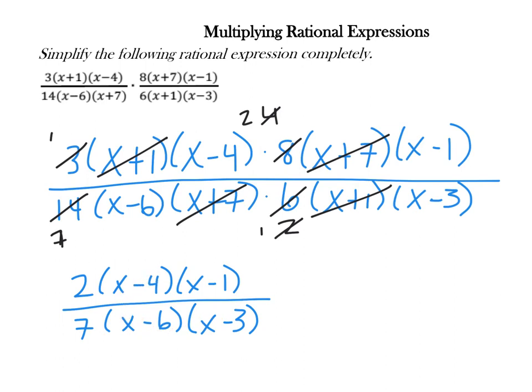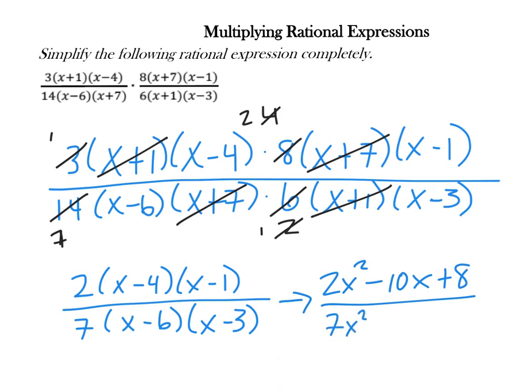Now, if you want to do box method and combine all of the terms together, you can also do that as well. You can do box method and then do distributive property, and you will end up with something a little bit more complex, but the same solution. And we would have something like this: 2x squared minus 10x plus 8. And in the denominator, I would do the same thing. I would do distributive property and box method to get 7x squared minus 63x plus 126.